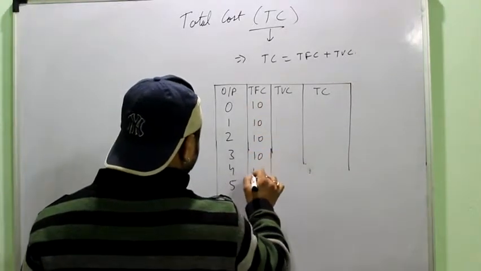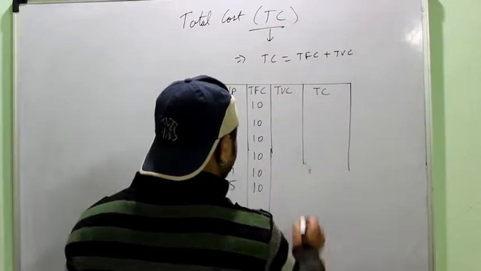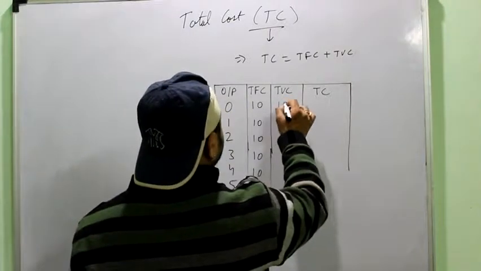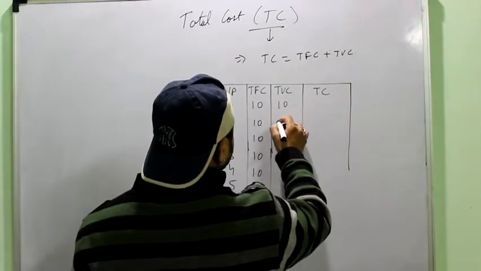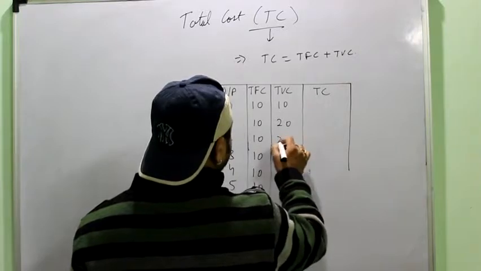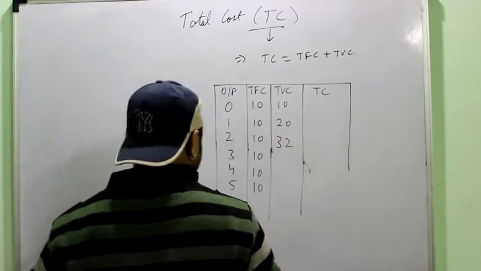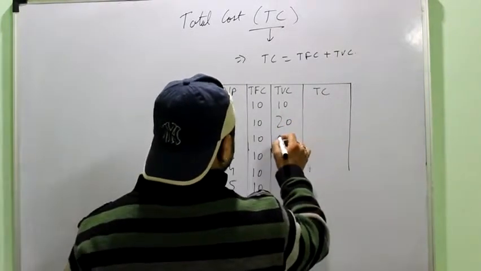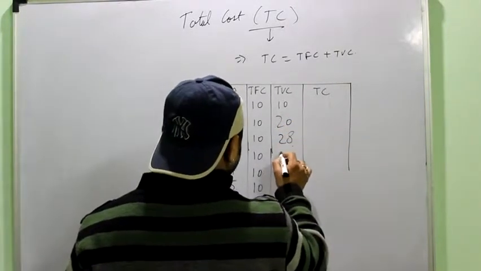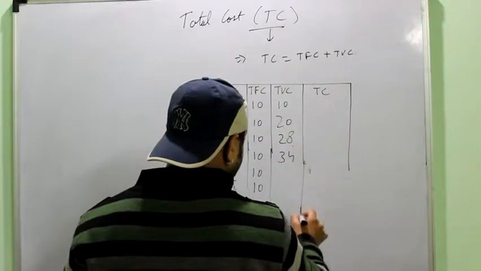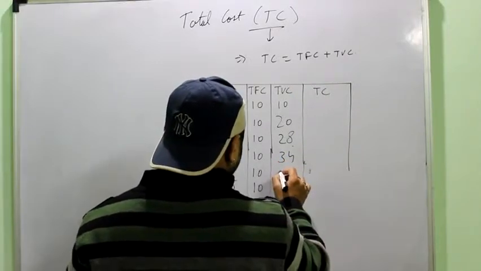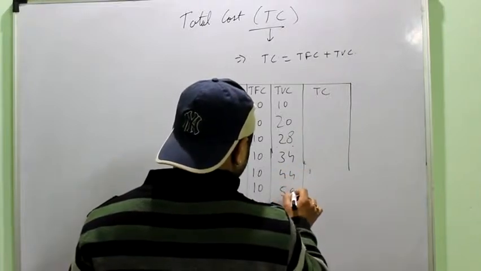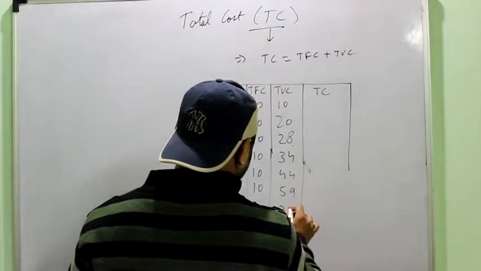As we have already studied, in the short run TFC remains constant and TVC first increases at a decreasing rate and then at an increasing rate. Just remember, suppose you increase it by 10, then by 8, then by 6, that is a diminishing rate. Then by increasing rate: you increase it by say 10, then by 15, and then by 20.